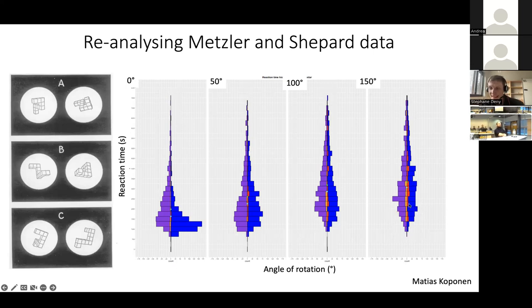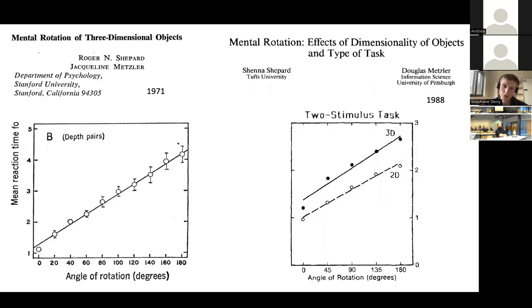So that seems to invalidate this idea that there would be a progressive mental rotation at a steady rate, because that would be difficult to explain, since sometimes people can actually be very fast. And by the way, these red and orange bars indicate the error rates. So you can see that even at these very fast reaction times, people are much better than chance. So this was observed by Matthias Koponen.